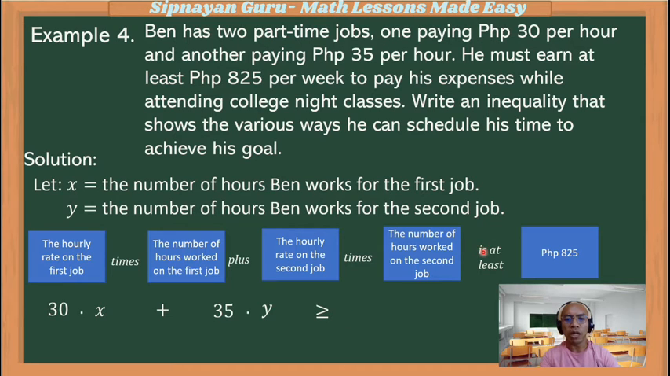So the hourly rate for the first job times the number of hours worked on the first job plus the hourly rate of the second job times the number of hours worked on the second job is at least 825 pesos. So the rate for the first job is 30 times the number of hours worked on the first job represented by x, plus the rate of the second job, 35, times the number of hours for the second job represented by y. So take note, at least is minimum. The symbol that we are going to use is greater than or equal to. If it is maximum, the symbol that we are going to use is less than or equal to. So this will be our inequality to represent the condition of the problem.